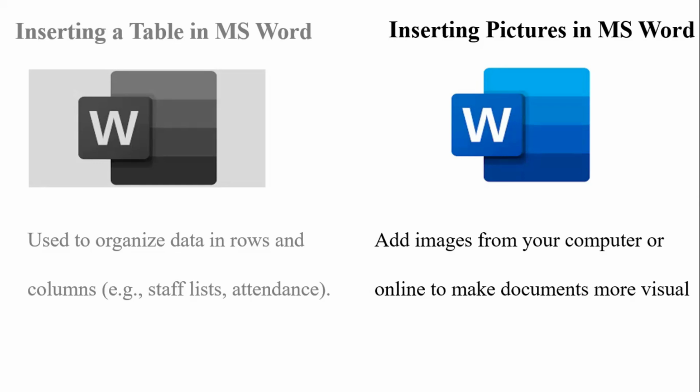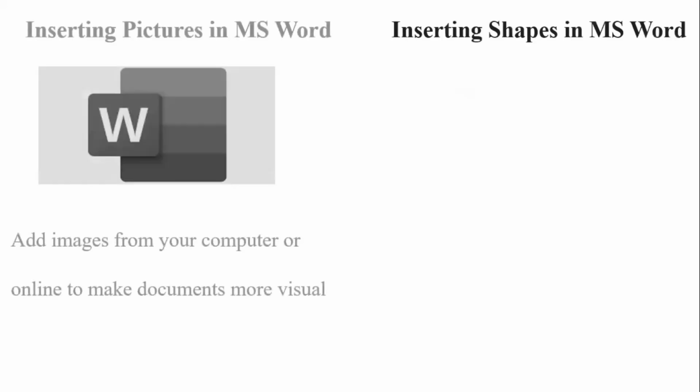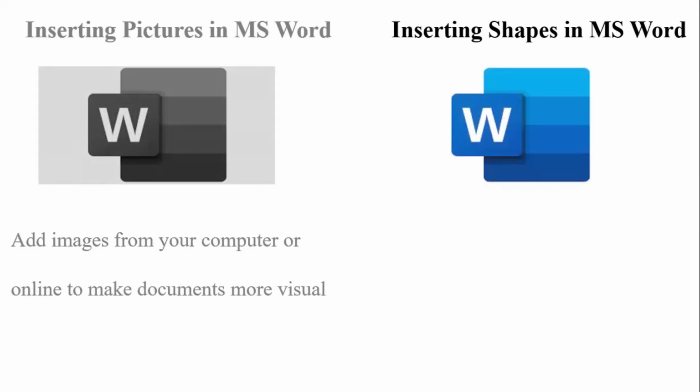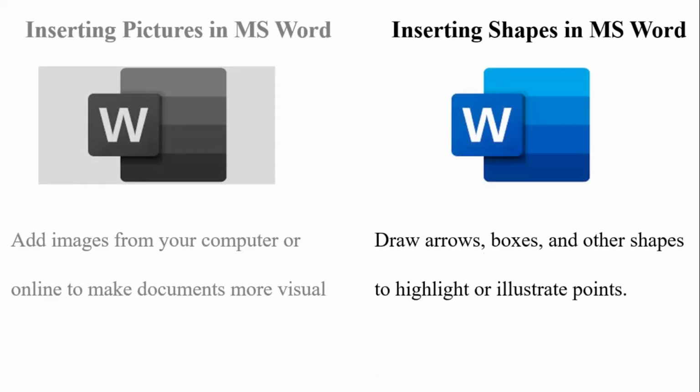Then we'll also show you how to insert shapes in our MS Word, which normally include drawing arrows, boxes, and other shapes to highlight or illustrate a point. Maybe you want to illustrate something in your document. So we'll show you how to insert shapes, how to draw an arrow, how to insert boxes, how to match them, how to put a shape behind another shape, and how to put a shape on top of another shape. We'll also show you that.